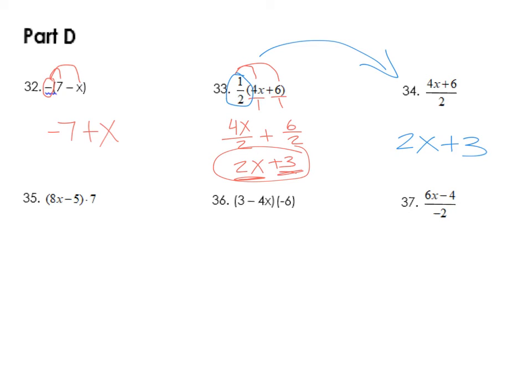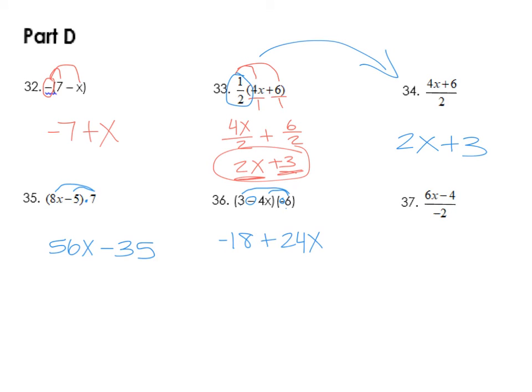All right, so this one, notice that it's times 7, but it's backwards. That's okay, it doesn't matter. 7 times 8 is 56. Don't forget your x. 5 times 7 is 35. 36 also is backwards. Again, not a big deal. 3 and negative 6 is negative 18. We have 2 negatives. Remember, 2 negatives makes a positive. 4 times 6 is 24. Don't forget your x.